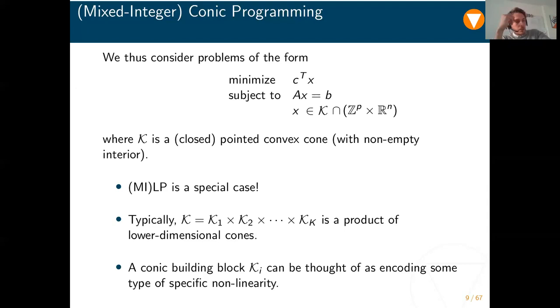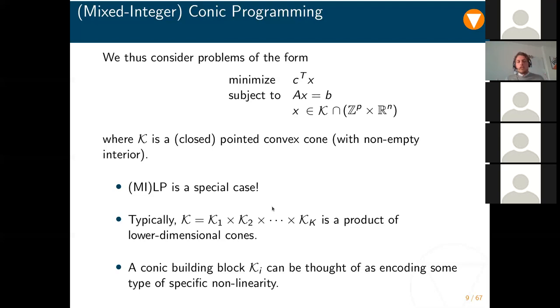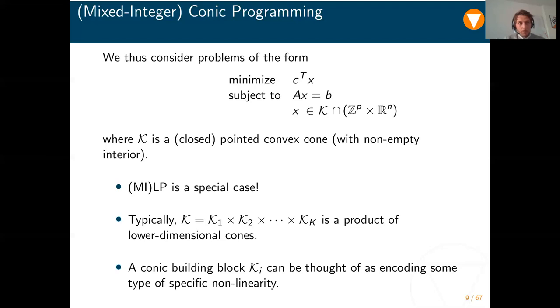Another remark, which is a bit more practical. Typically, this cone that we look at, in a specific application, will be a Cartesian product of probably several lower dimensional cones. And these lower dimensional cones are often referred to as conic building blocks, or bricks, or conic atoms, or actually sometimes we call them primitive cones. And they can be thought of as encoding some very specific type of nonlinearity.